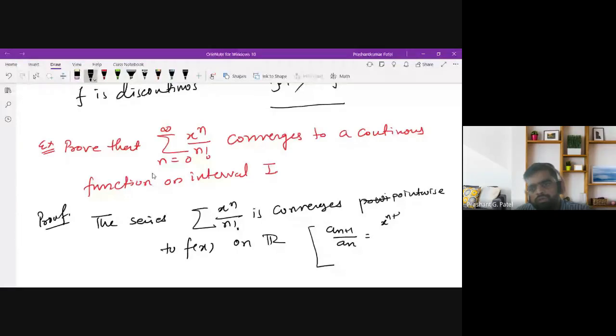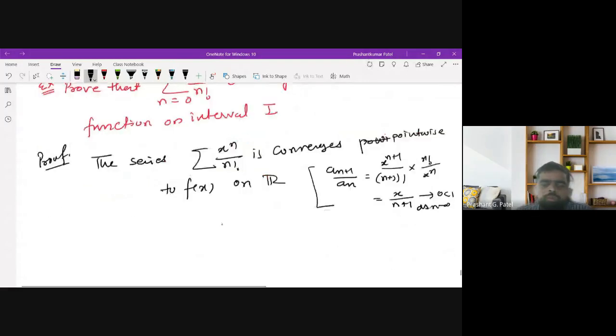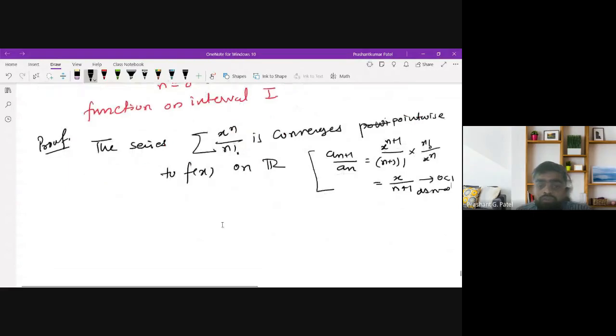And a(n) is x power n upon n factorial. So n factorial I can cancel here, and this gives you x upon n+1. And we know that this tends to 0 as n tends to infinity, which is less than 1. So for any x belonging to R, this series is convergent. So it is pointwise convergence. What we have to prove is that this series is uniformly convergent. So for that I need to prove it by the Weierstrass M test, so it has to be bounded by some constant sequence.